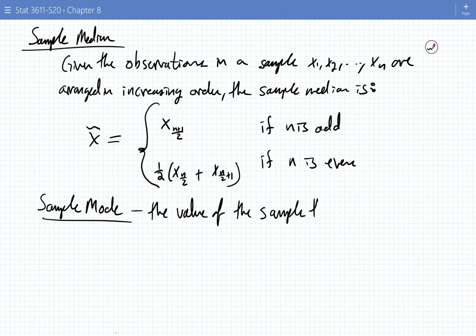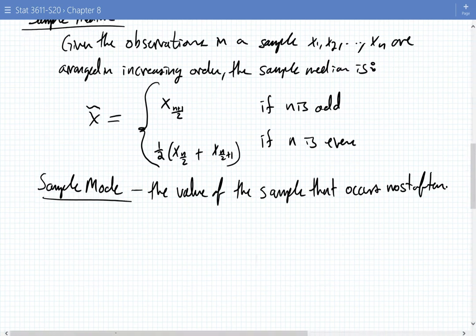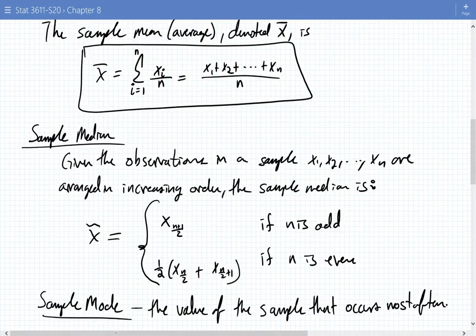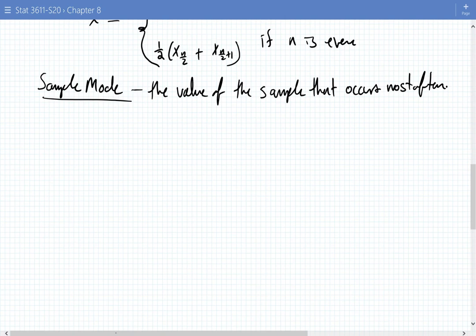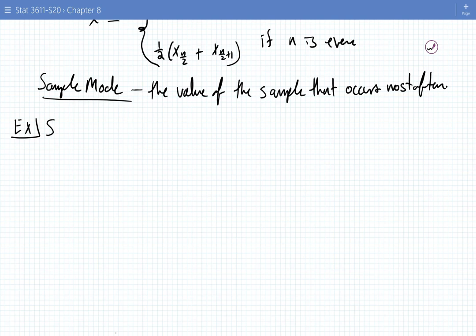The value of the sample that occurs most often. Okay, so we got sample mean, sample median, and sample mode. Let's dive into this and see if we can't compute some of these.